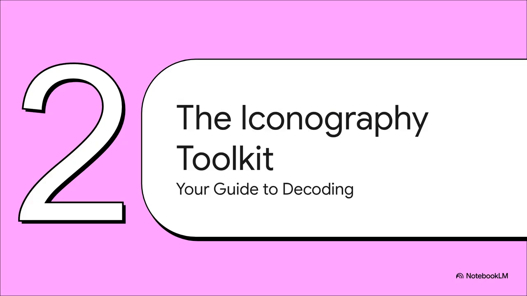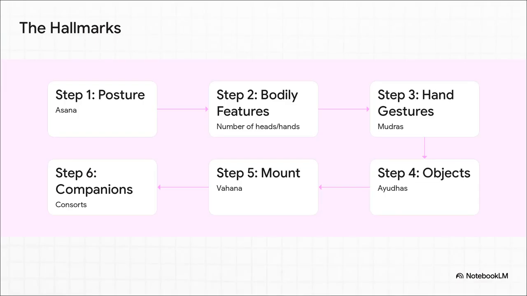Okay, so we've got our foundation. Now let's get practical. I'm about to give you a toolkit, a 6-step guide you can use to decode pretty much any Indian icon you ever come across. Here it is, our 6-step guide to reading an icon. We're going to look at posture, then bodily features, the hand gestures, any objects they're holding, their animal mount, and finally, any companions they have with them. It might sound like a lot, but let's break down some of the most important ones right now.